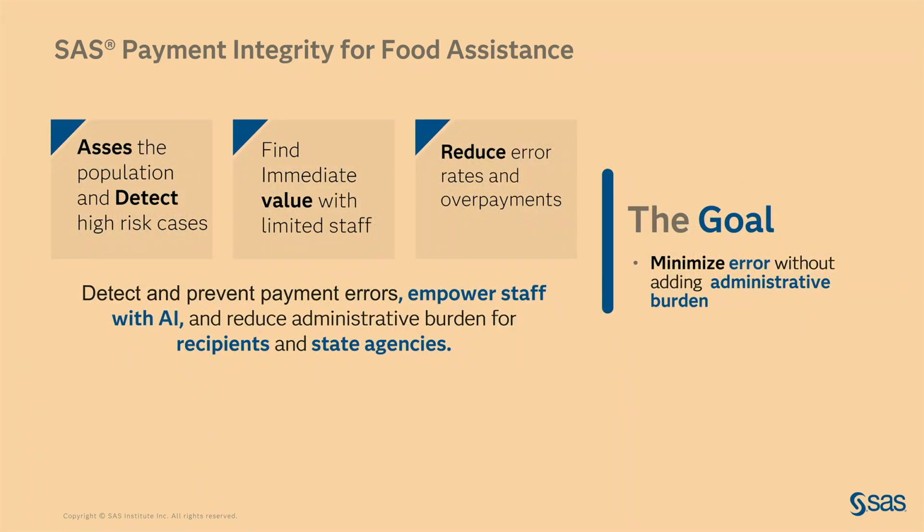So what we want to do is build a tool that can go and assess the population of eligible participants in the network and determine the most high-risk cases that if they were sampled, they're likely to generate or yield an overpayment or a payment error.